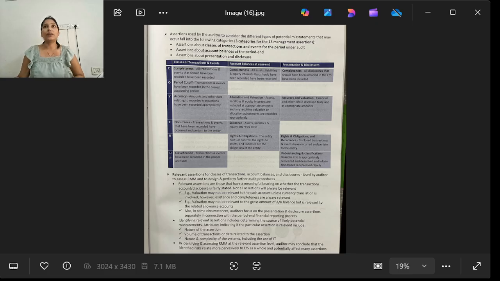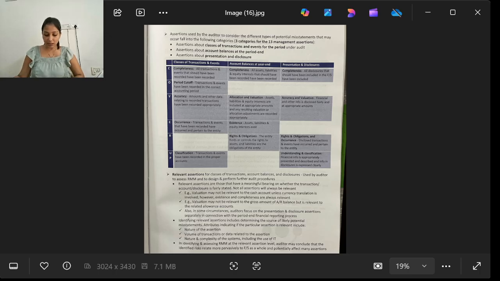While the auditor uses those assertions in identifying the RMM, the auditor should be mindful that not all assertions are applicable to all heads, all accounts, and all disclosures, and they should be properly classified and used wherever applicable. Just like valuation may not be relevant to the gross amount of the accounts receivable balance, but it is relevant to the related allowance accounts. Also, in some circumstances, the auditor focuses on the presentation and disclosure assertions separately in connection with the period-end financial reporting process. This should be kept in mind while assessing the RMM and doing further audit procedures.